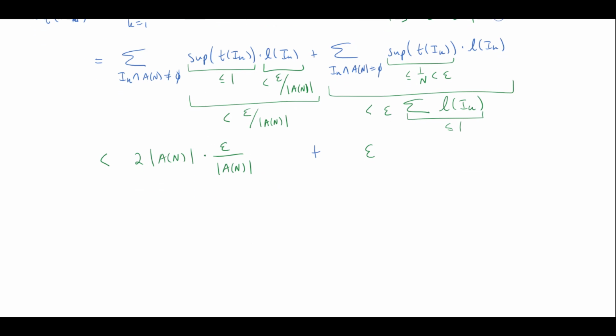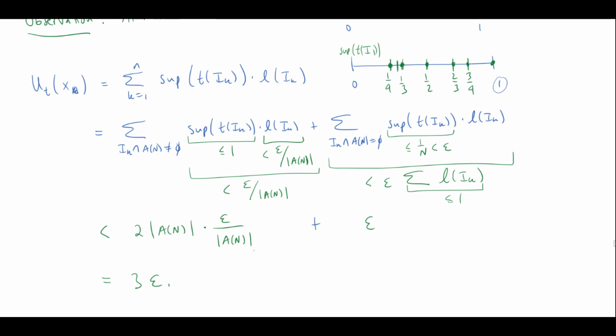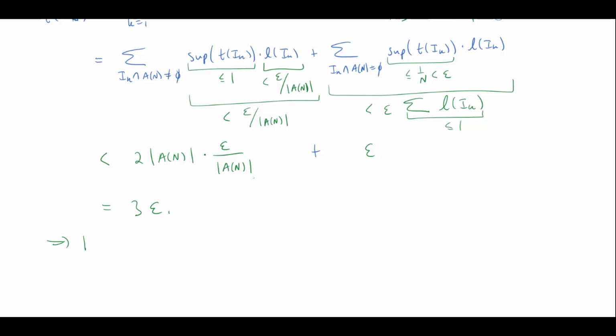Well, we get a little cancellation going on, and then I'll have 2 epsilon plus epsilon, which is equal to 3 epsilon. And so what we've just shown is that the upper sum for this partition is bounded by a positive multiple of epsilon. And so by the integrability criterion, t is integrable.